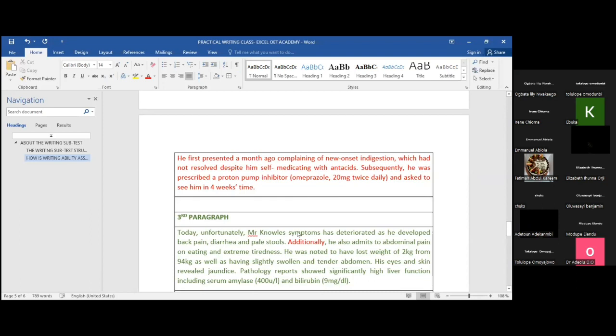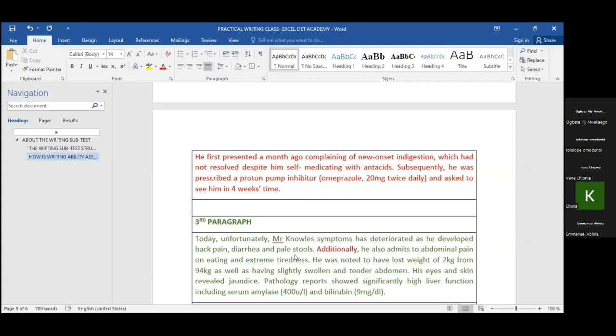So instead of writing back pain, diarrhea, pale stool, abdominal pain on eating, and extreme tiredness, when you write that list, you make your letter so boring. Just take 2 or 3, put them in one sentence, and use a connector to connect them. Even if I didn't use additionally, I could put a full stop after 3 symptoms and start the new sentence with he also admits. I can start it that way, fine. But if you have a good connector to connect it with, you have more marks.